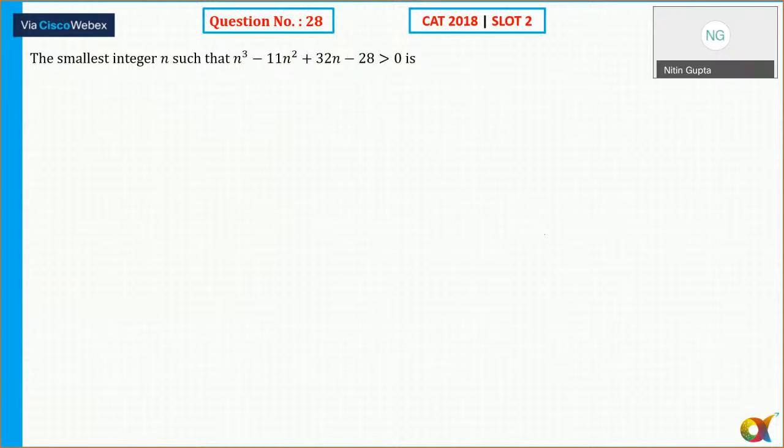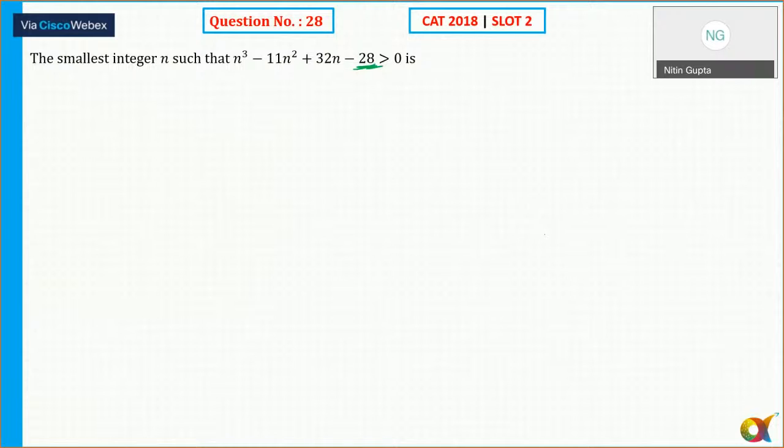Let's come to question number 28. Now 28 says the smallest integer n. Okay, that's an easy one. So I need to factorize, and we know that whenever we factorize, if the roots are integers, it has to be a factor of 28. So you can start looking for factors of 28.